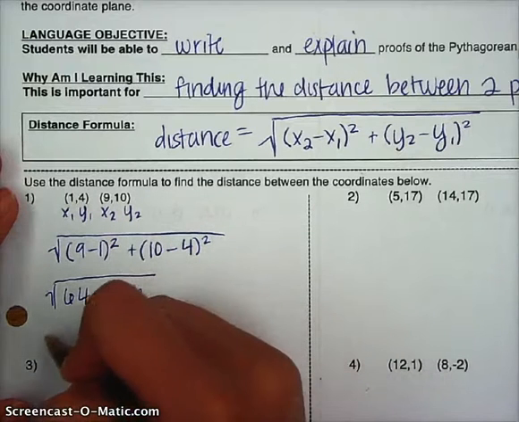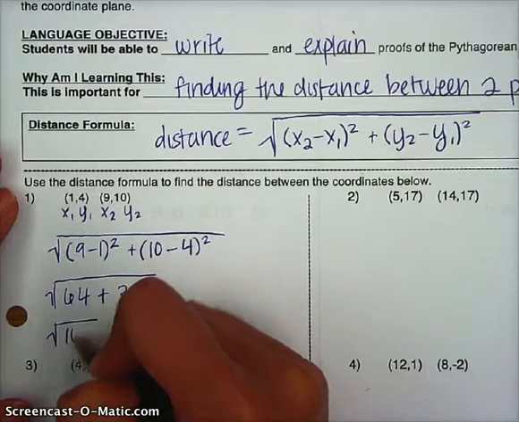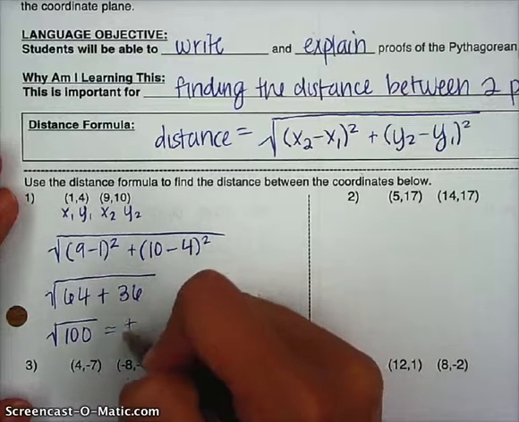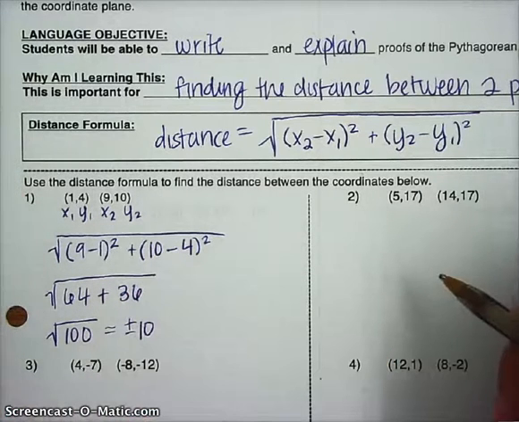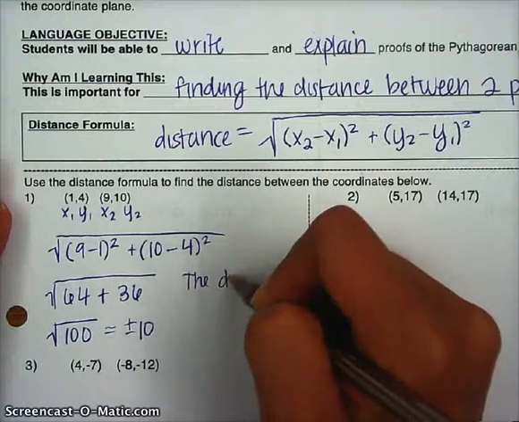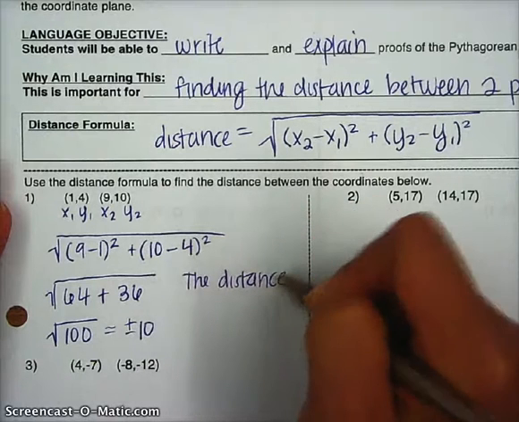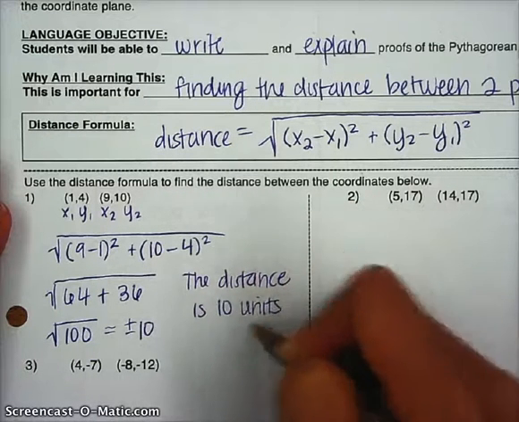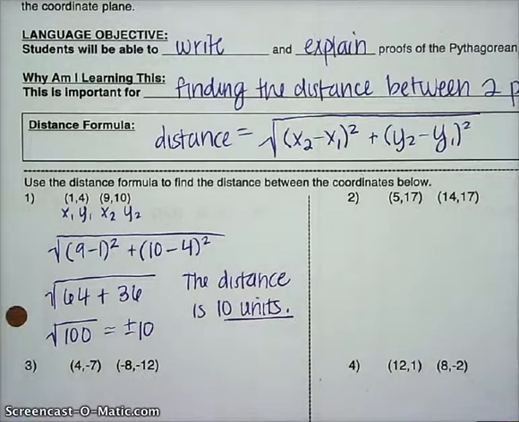64 plus 36 is 100, perfect. So the square root of 100 is positive or negative 10. But again, is there such a thing as negative distance? So I'm going to go ahead and exclude that option, and I'm going to say the distance is 10 units. Please make sure you write the word units, since a unit wasn't given to us. Okay. So now I'm going to go ahead and give you another option.